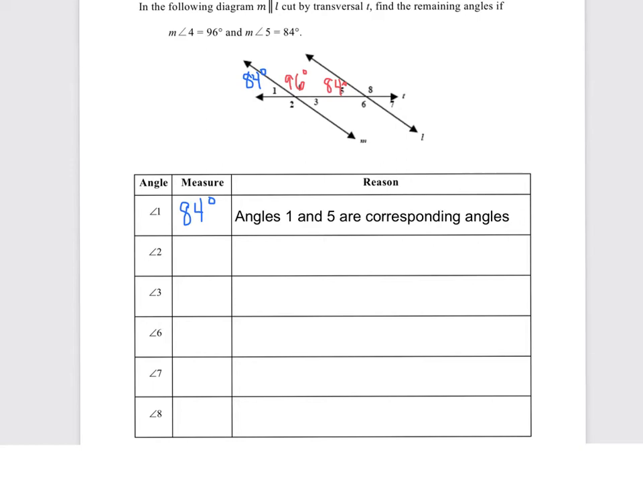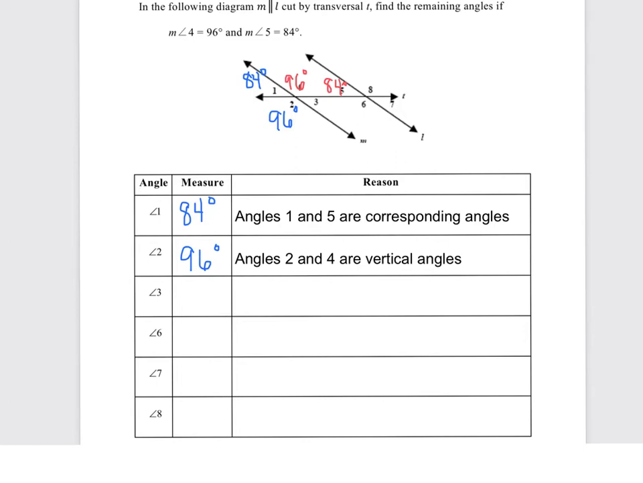So now let's look at angle 2. And what relationships do you notice about angle 2? Well, angle 2 and angle 4 are vertical angles. Therefore, if angle 4 is equal to 96 degrees, angle 2 is also equal to 96 degrees. And our reason? Angles 2 and 4 are vertical angles.